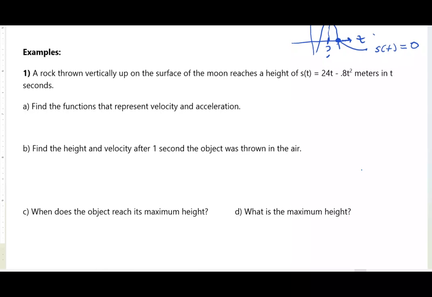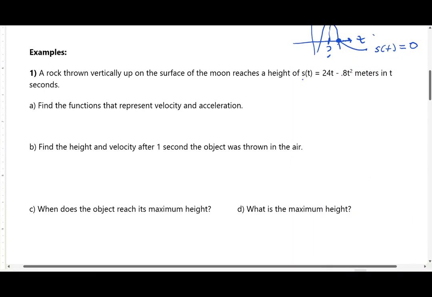Here we have an equation for the distance from the ground. This represents the distance of an object thrown up in the air on the surface of the moon, and it's given as s of t equals 24t minus 0.8t squared meters in t seconds. So the rock thrown vertically up on the surface of the moon will reach a height of s of t meters in t seconds. First, they want to know what are the functions that represent the velocity and acceleration. Okay, that should be easy.